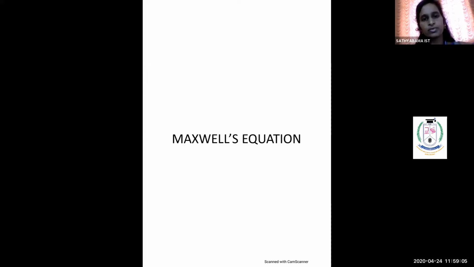In Maxwell's equation, we have two different types of equations. One is integral form, another one is differential form. First, we are going to start with Maxwell's equation 1. In Maxwell's equation 1, we are going to use Ampere's circuital law and Stokes theorem.